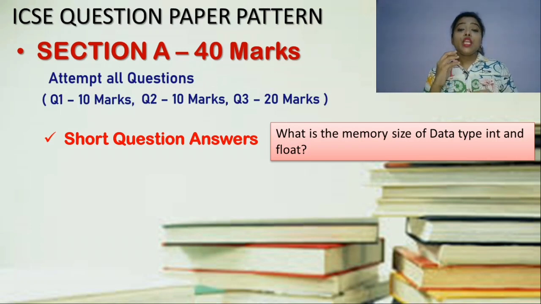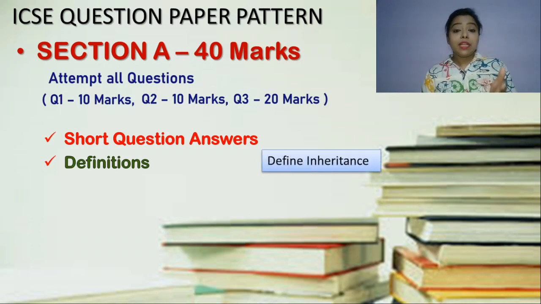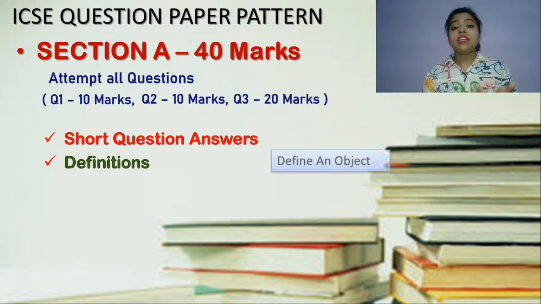Okay, and you have to study this type of questions from the whole book. In each chapter there are some objective type questions, and you have to study all of them to answer this type of questions. The next question is definitions. Here you will get direct definitions and you have to answer in full, like define inheritance or define an object. You have to memorize all the definitions from different chapters to answer this section.